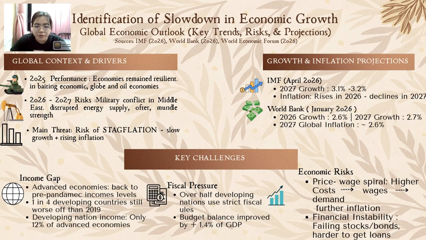IMF projections for 2027 show growth between 3.1% and 3.2%, while the World Bank projects 2026 growth at 2.6%. We are navigating three primary challenges. First, a widening income gap, where developing nations' income is only 12% of that in advanced economies. Second, fiscal pressure, which has led over half of developing nations to adopt strict fiscal rules to improve budget balance. Third, economic risk, specifically a price-wage spiral and financial instability that is making it harder to secure loans.